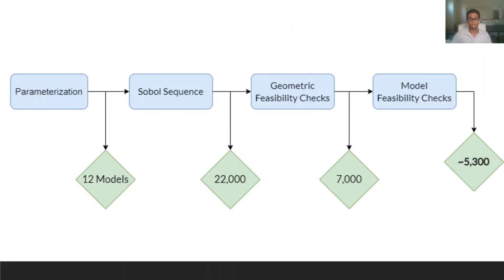So let's take a step back and see what the process is up till this point. From a parameterization step, we generate 12 models. From these models, the Sobol sequence generates 22,000 models. Then geometric calculations result in 7,000 models. From there, after putting it through the design study, it results in approximately 5,300 viable data points.